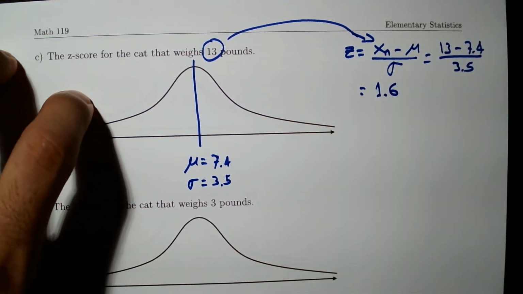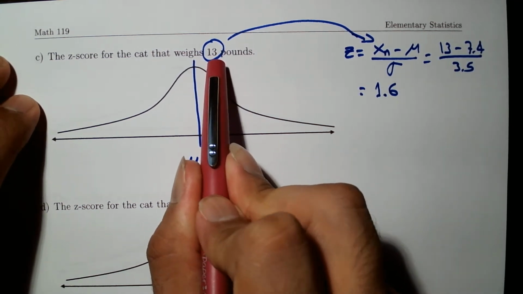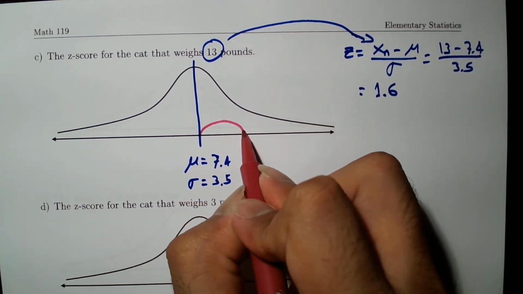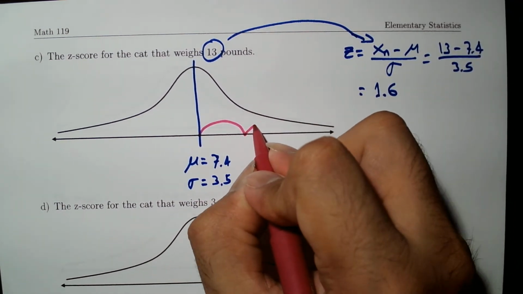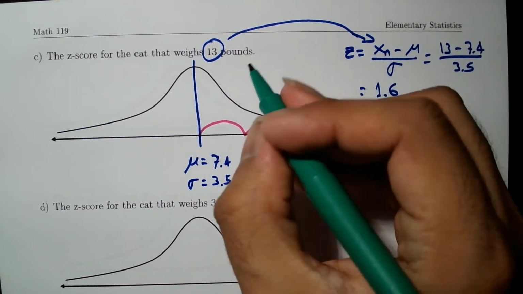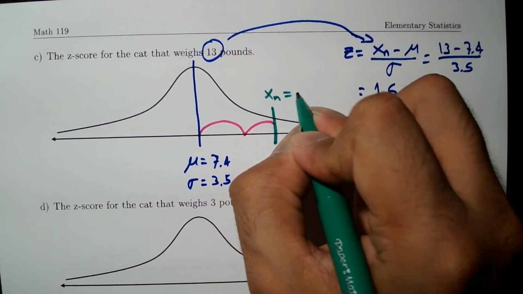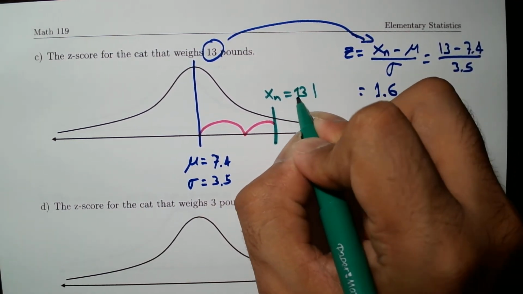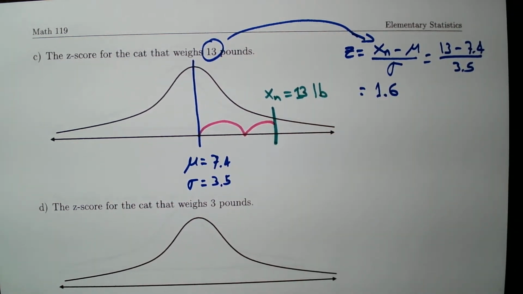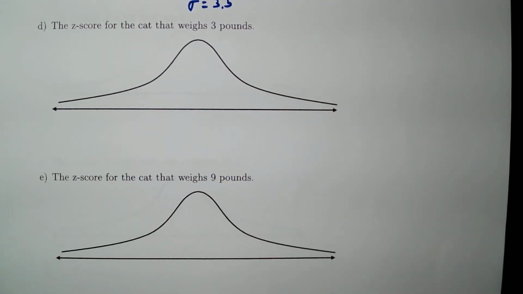Okay, what is this going to mean? It means that the cat in the cat show that weighed 13 pounds is 1.6 standard deviations from the mean. That is, this is x_n equals 13 pounds. All right, that's what it means. Let's look at the next one.